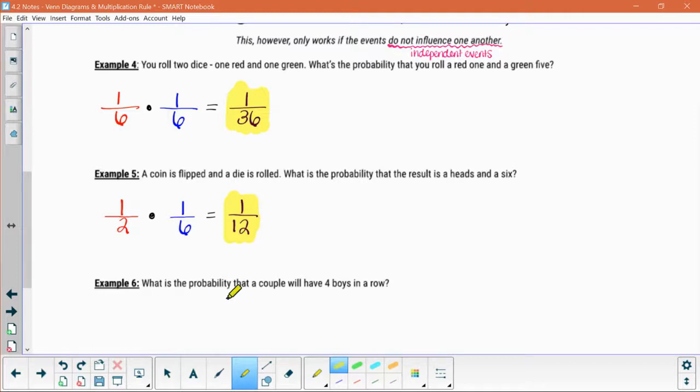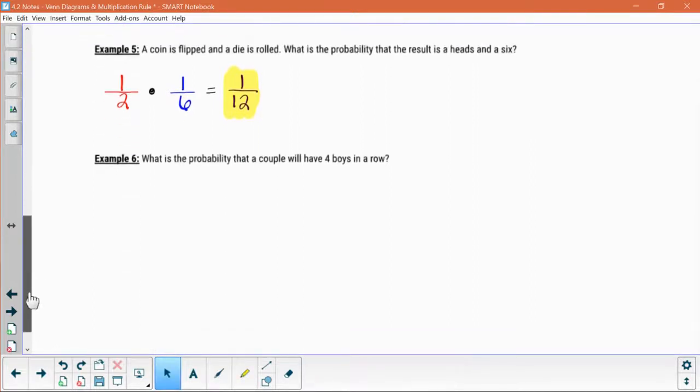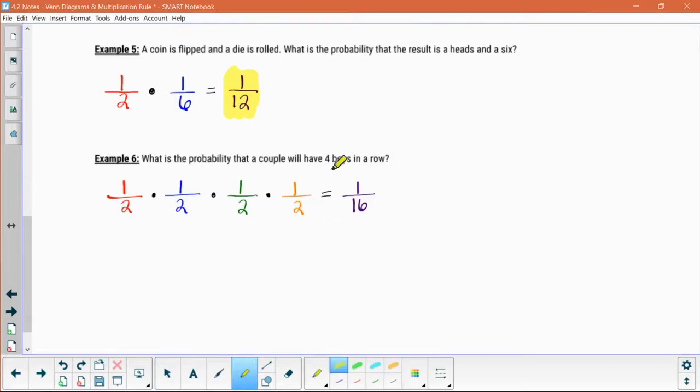What is the probability that a couple will have 4 boys in a row? So this is going to be more than one event, more than 2, I mean. So I'm going to have 1 over 2 times 1 over 2 times 1 over 2 times 1 over 2. Multiply all those together, the probability of having 4 boys in a row is 1 over 16.